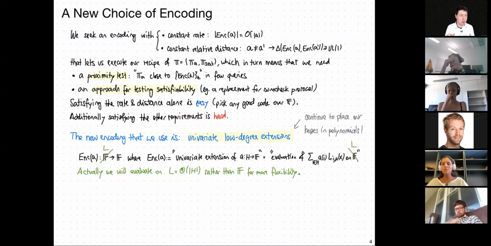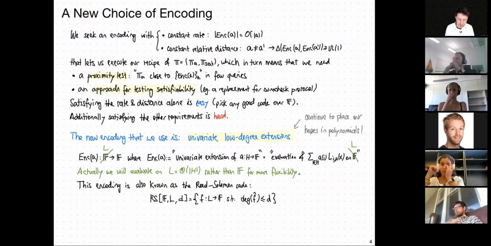We don't have to worry about the field being of linear size because fields have very strict sizes. It's easier to think of a subdomain, where we measure the size of the subdomain as the thing we care about. Now, this encoding you've already seen in the two lectures with Tom on the FRI protocol, and it's called the Reed-Solomon code.